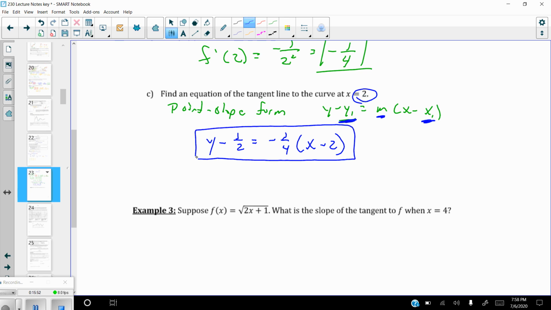If you had to put that into y-intercept form, the general idea is just add the 1/2 over. You don't really have to combine everything inside the parentheses, but if I wanted to write it in y-intercept form, I could just do y equals -1/4 times x minus 2, and then add the 1/2 over. If you really wanted to put it into y-intercept form, you would distribute the -1/4 throughout, and then you would combine the 1/2 and whatever you get for your fraction. So that would be it. But the point slope form is probably the easiest way to write the equation of a line, especially in calculus. Okay, example number 3.